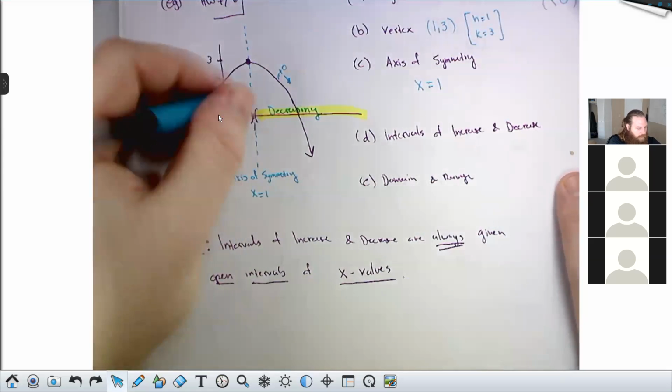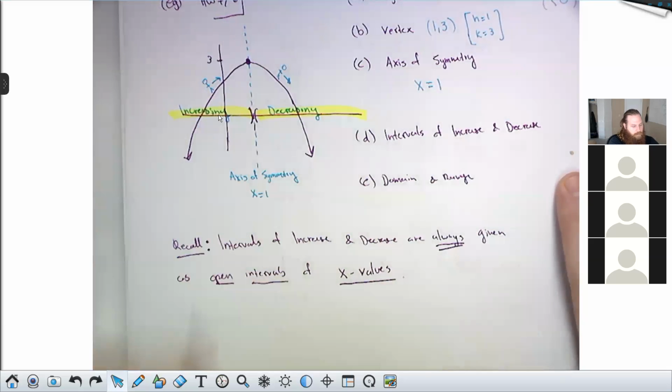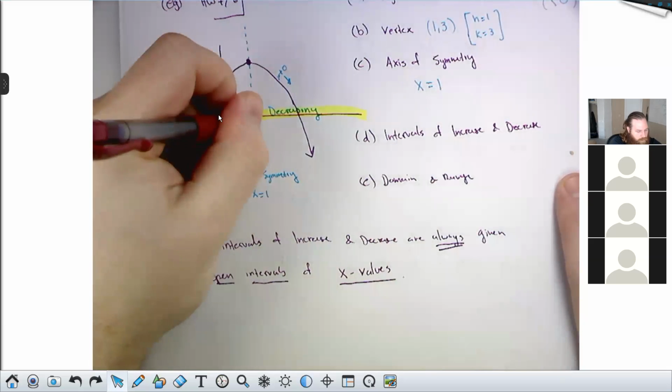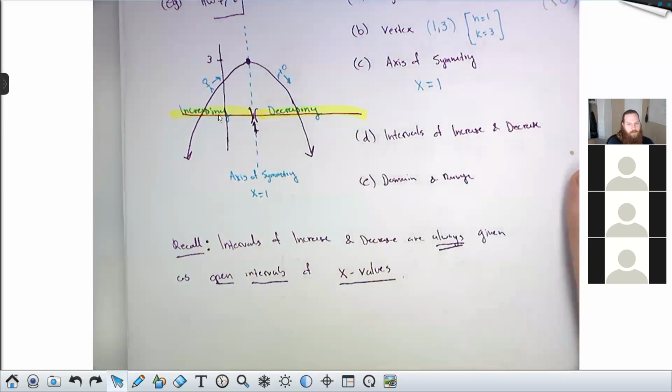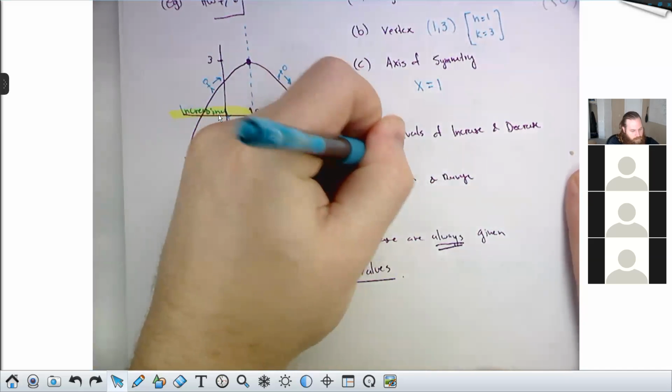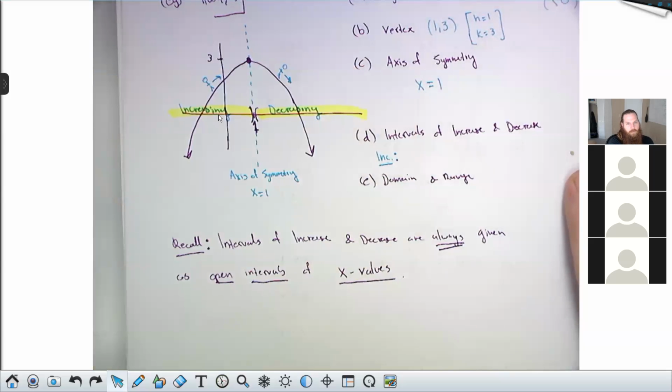But you need to give the answers in terms of the inputs. So remember, this is 1 right here. On what interval is this function increasing? What is this interval here? The open interval of x values for which this function is increasing.